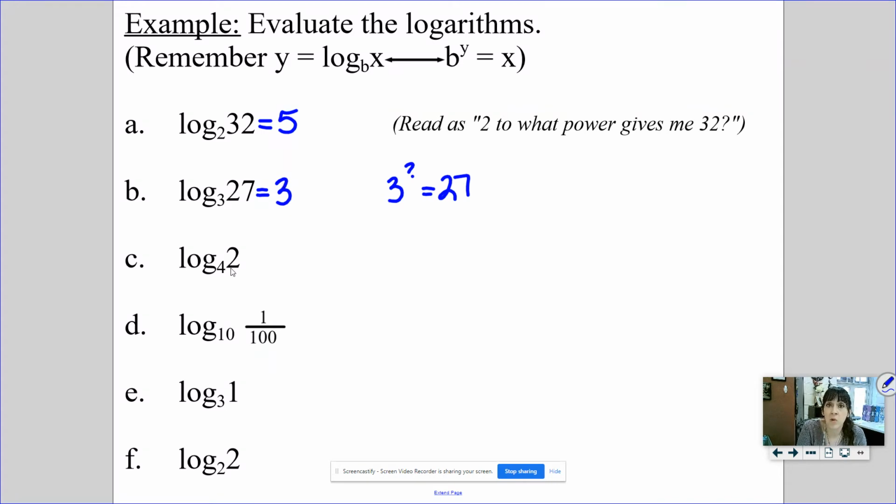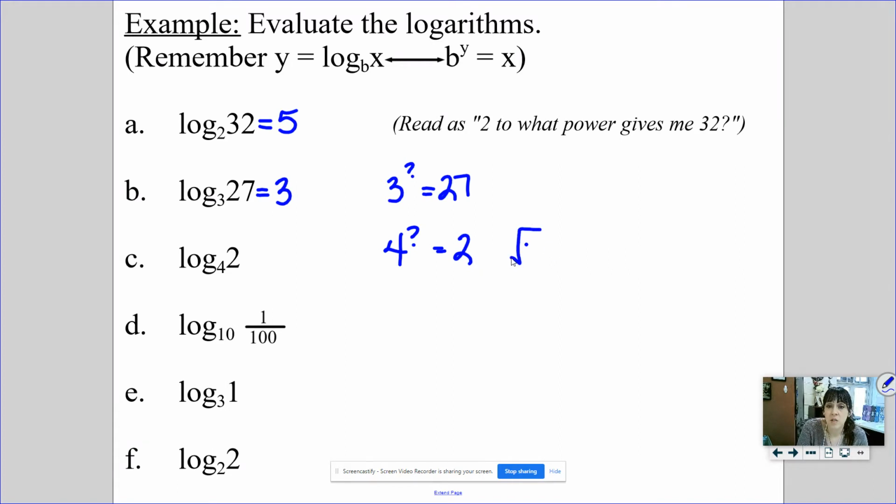Let's make it a little more challenging now. 4 to what power equals 2? Well, this is kind of weird because how do you go from a 4 to a 2? You can't have a negative exponent because it didn't turn into a fraction. What we would need here is an exponent that would reduce the number, kind of like a square root reduces the number.